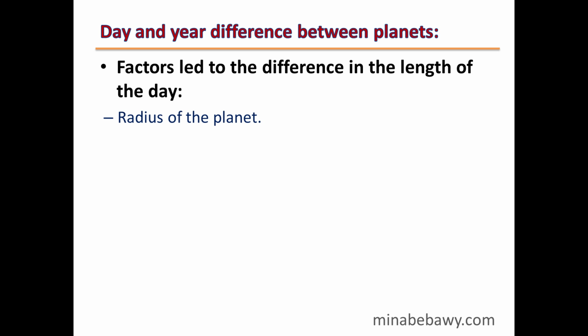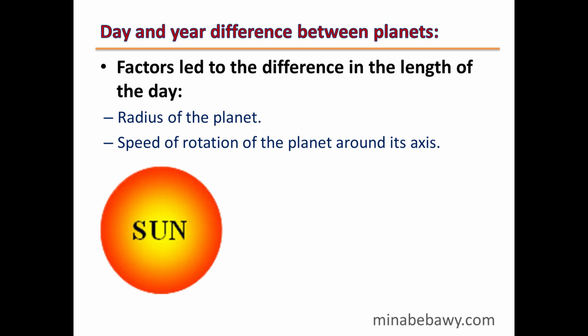Factors that led to the difference in the length of the day. The first factor is the radius of the planet. The second factor is the speed of rotation of the planet around its axis.